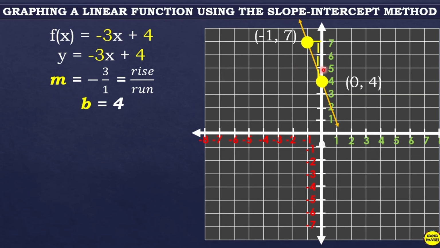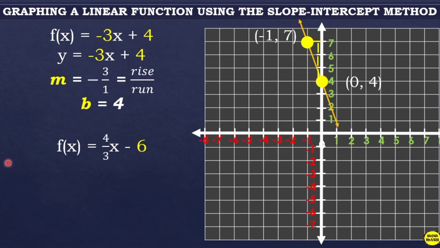Okay, so this is the graph of the linear function f of x is equal to negative 3x plus 4. So ganun lang din po. Kung sabi ko nga, kung fresh pa sa inyo yung concept ng graphing linear equation, pareho lang po sila. Okay?